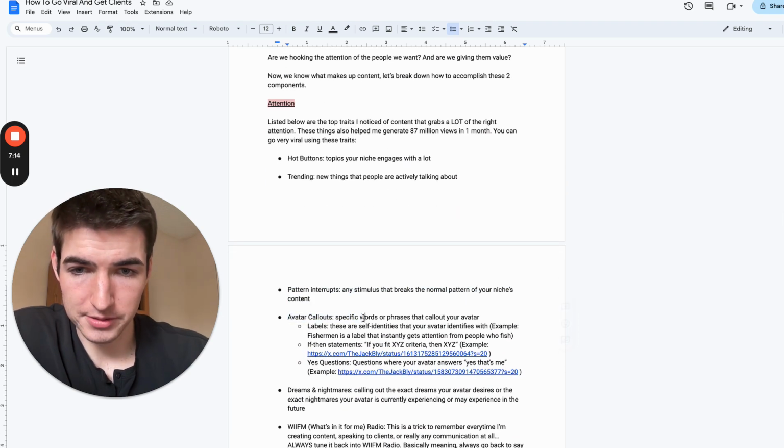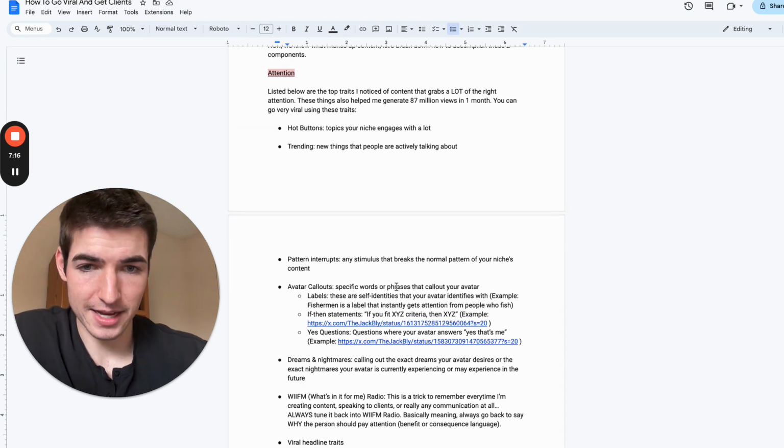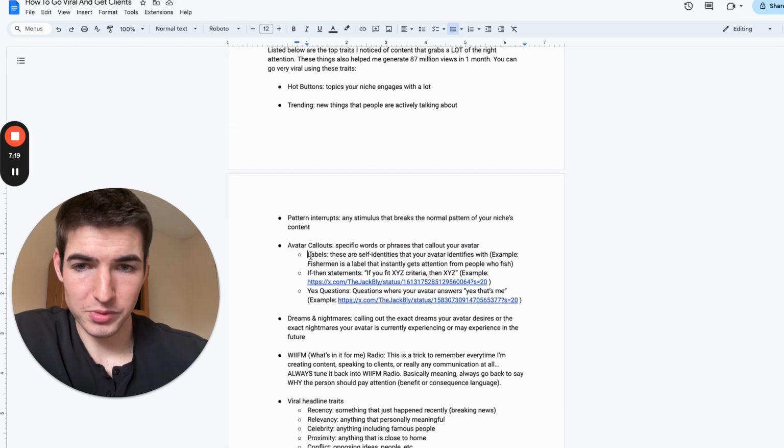Number 4, avatar callouts. These are specific words or phrases that call out your avatar. All right, so first one is labels. This is pretty straightforward.